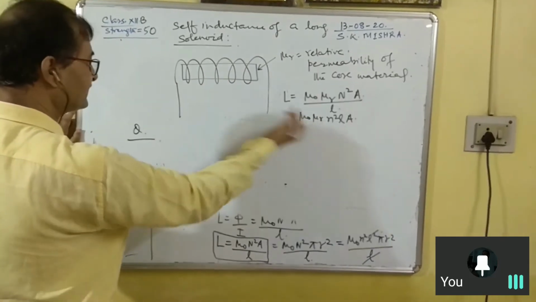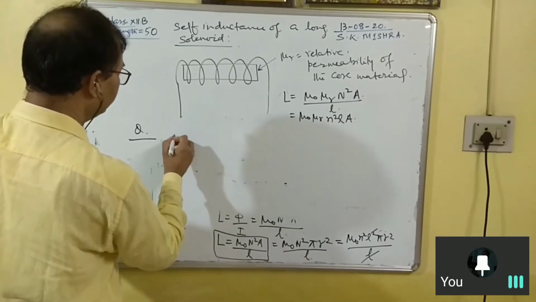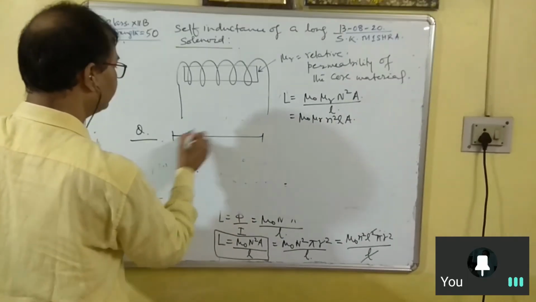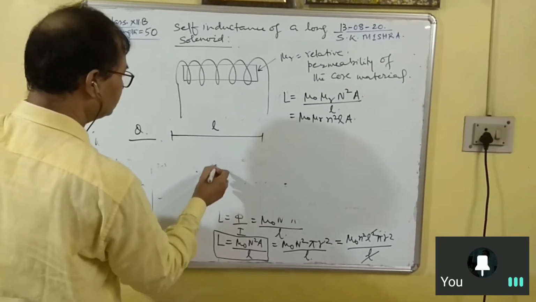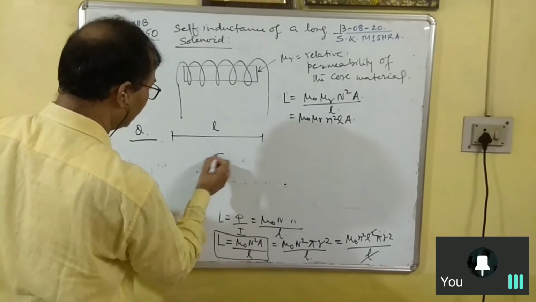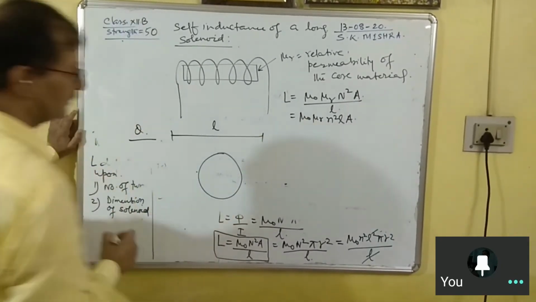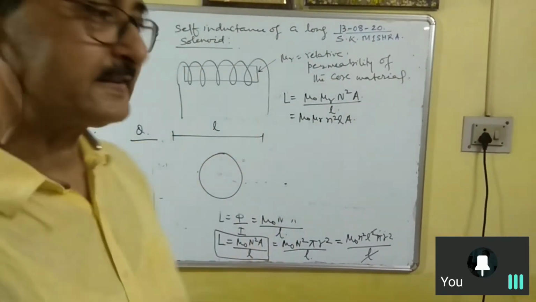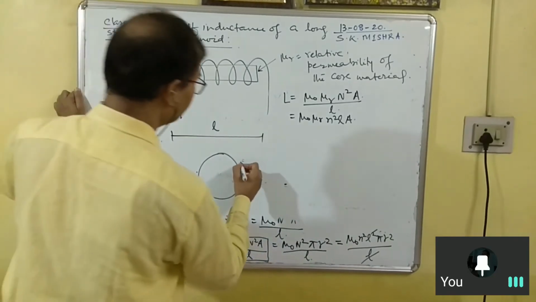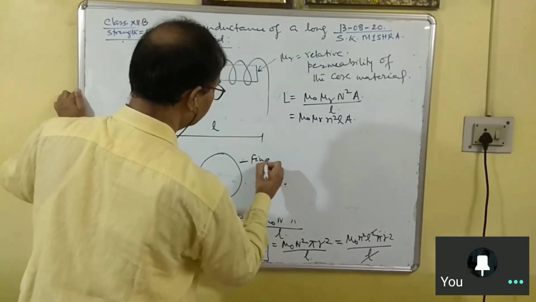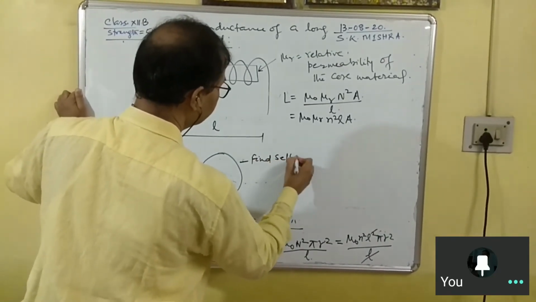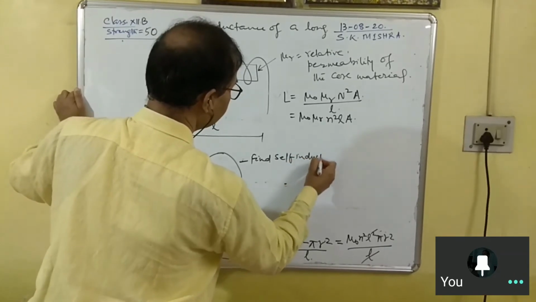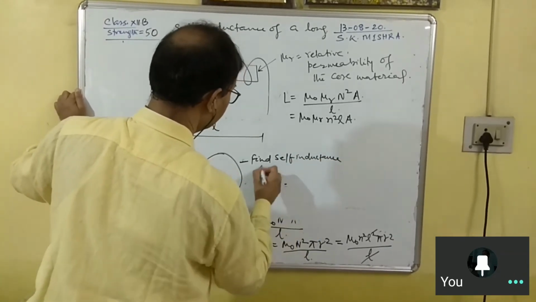In that case, self-inductance. Now if you have a wire of length L and you just bent it in the form of a circle. Now what is self-inductance of this circular coil? Find the self-inductance of the coil.